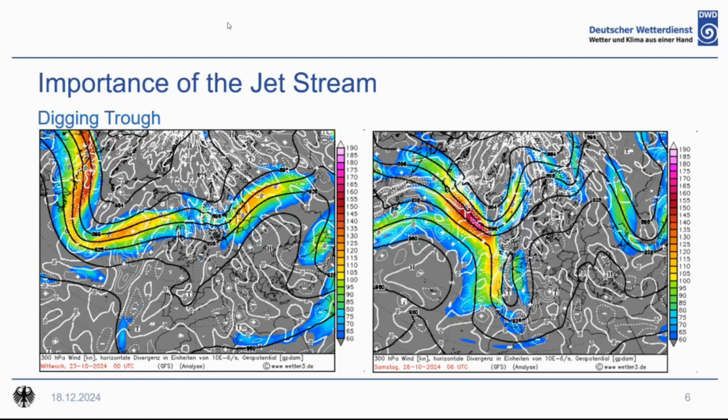And this can be seen on the right chart, which shows the wind speed in knots at 300 hectopascal. And there you can see on the 23rd, the trough above the Atlantic Ocean with an already quite intense jet stream on the backside, which becomes more apparent on Saturday, the 26th of October.